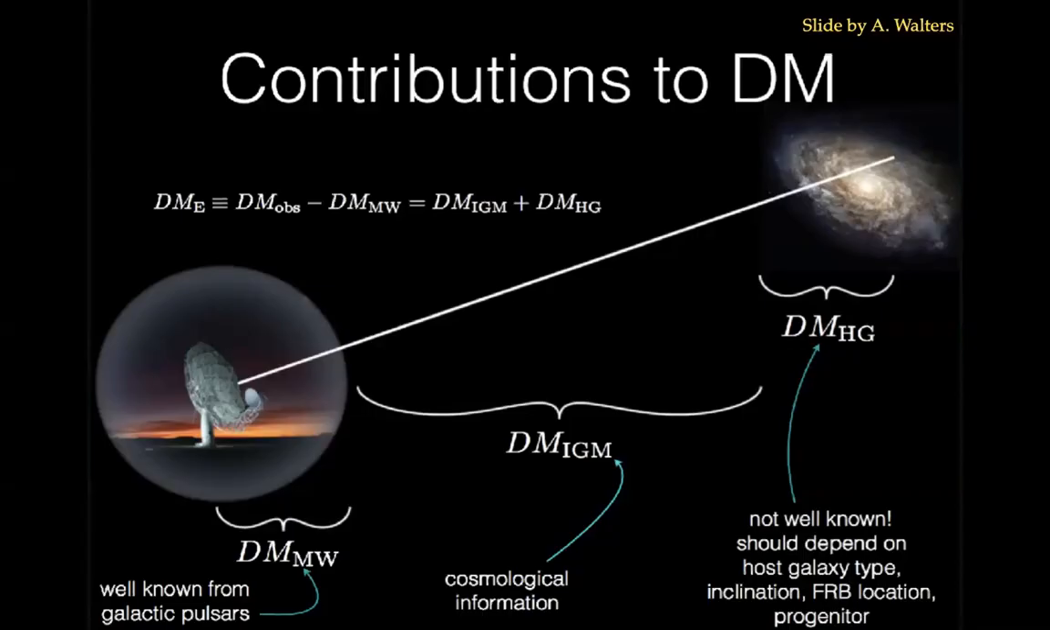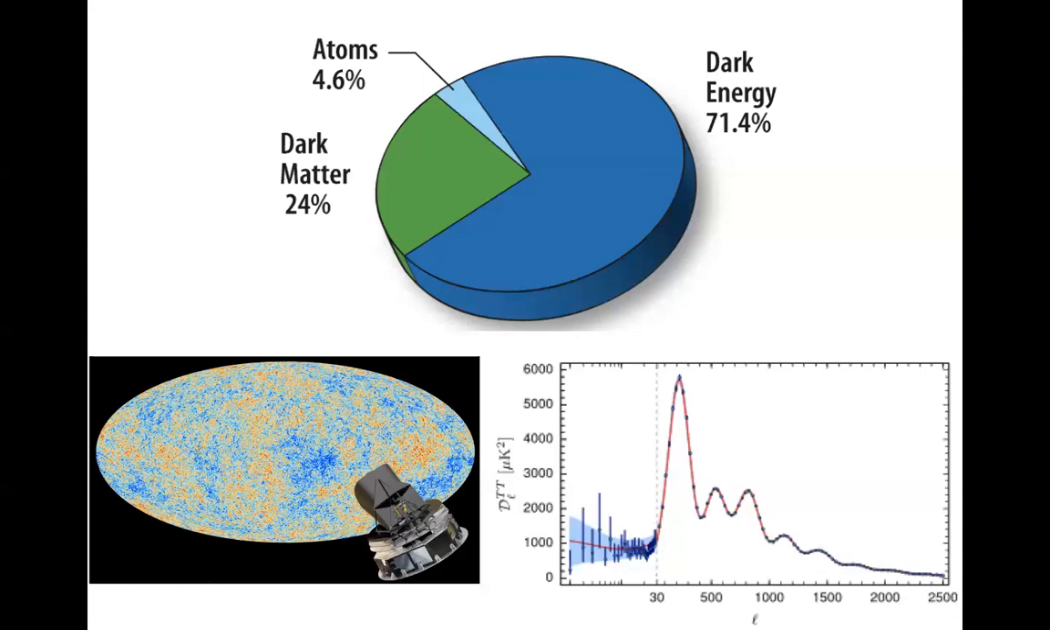In particular, getting information on the DM IGM is especially interesting because it will tell us a lot about what baryons really are. Everyone knows this pie chart showing the percentage of atoms, dark matter, and dark energy, where atoms are 4.6%. Where does this 4.6% number come from? We get it from fitting the angular power spectrum of the CMB. The lower left is the Planck CMB map, and we measure the data. We fit the data with the predicted CMB temperature angular power spectrum, vary the parameters, and compute a posterior likelihood.